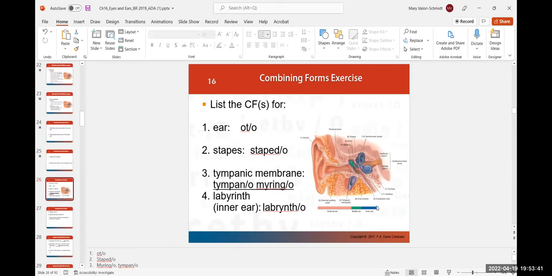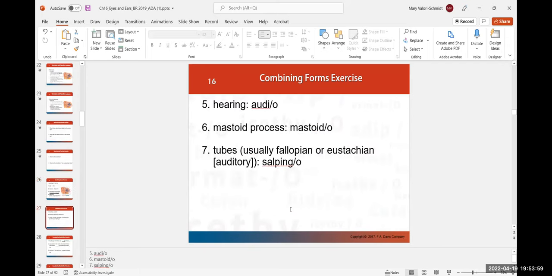Okay. Let's go to the combining forms. When we talk about ear, it's oto, the stapes, stapedo, the tympanic membrane can be tympano or myringo. And then the labyrinth, the inner ear, is labyrintho. Excuse me, hearing is audio. That was pretty easy. The mastoid process, mastoido, and that is a bone right behind your ear that you can actually feel. And tubes, it can be fallopian tubes in a woman or the eustachian tube, which is for hearing, salpingo.